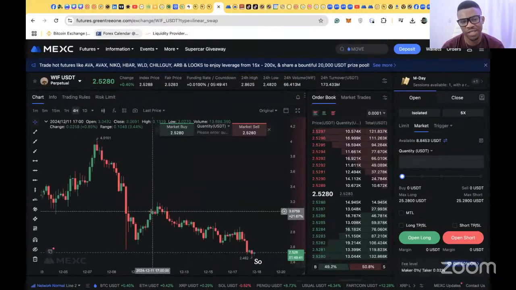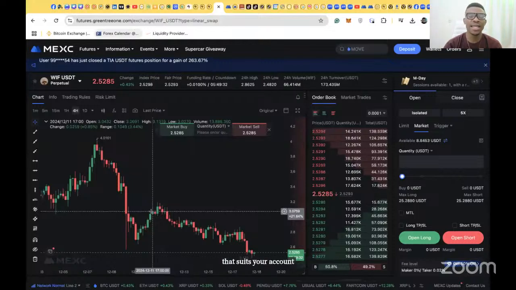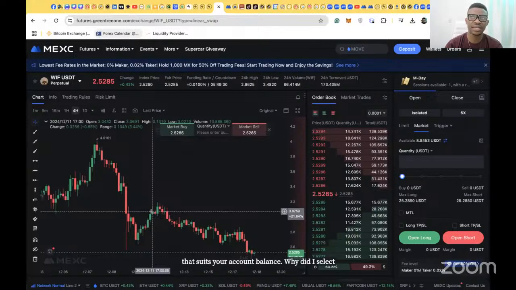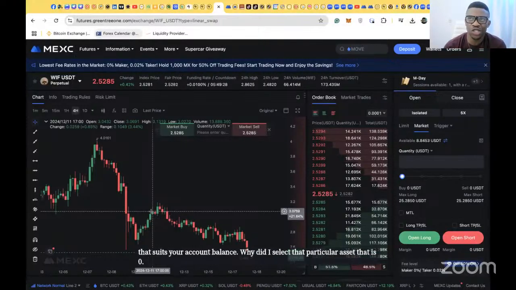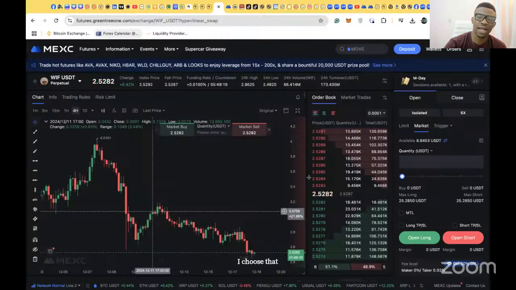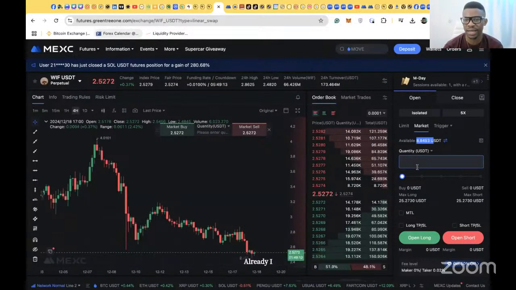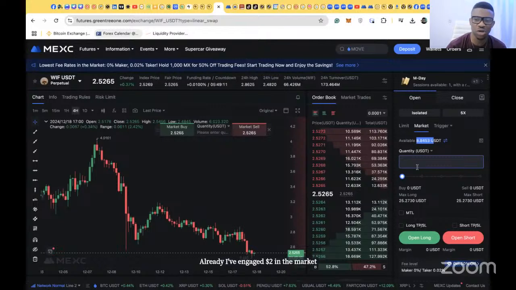So if you want to place a trade in futures, what you need to do first is to pick the right asset that suits your account balance. Why did I select that particular asset, with a 0.3% positive change in price and around $2 current price? I chose that asset because my capital available is small, $8.8 available to trade. Already I've engaged $2 in the market with that initial trade I took.